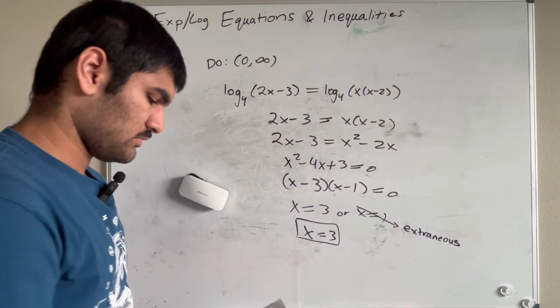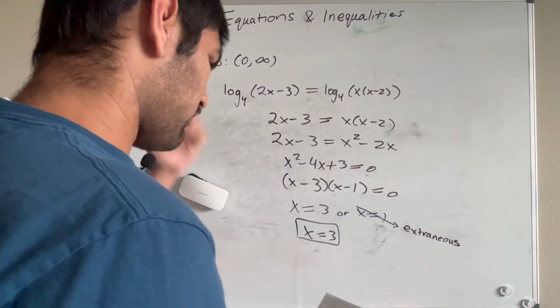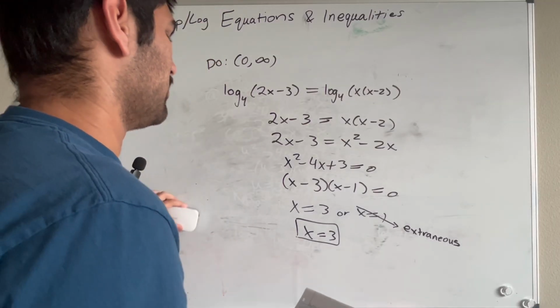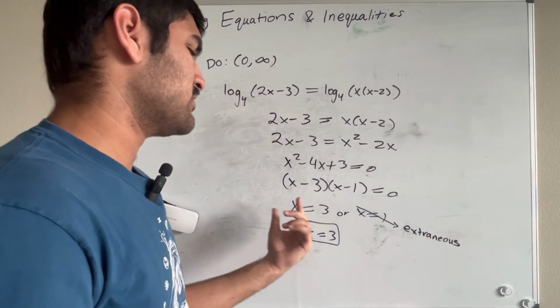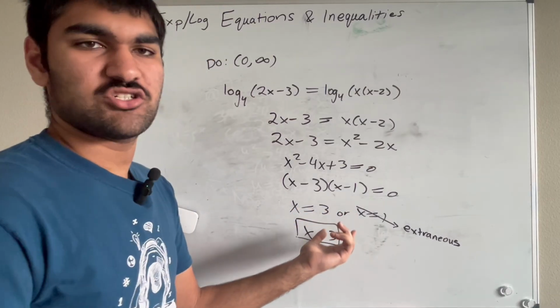Okay, good. And graphically, that should make sense, right? Because remember, it's one-to-one. So there should only be one x value that satisfies this equation. So just the fact that you got two x values means that one of them has to be extraneous, right?